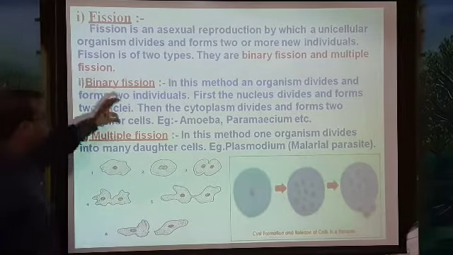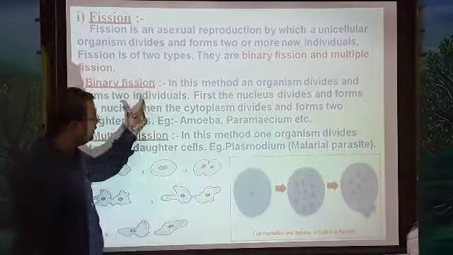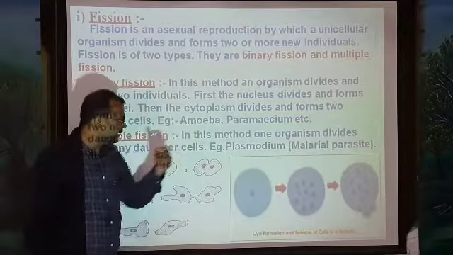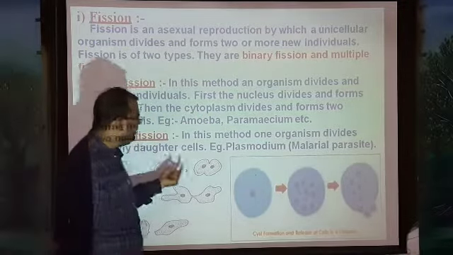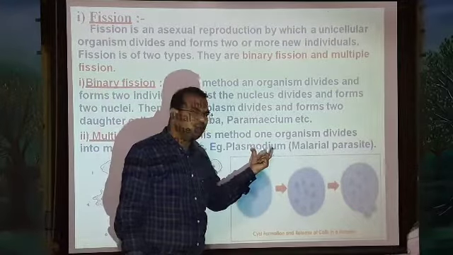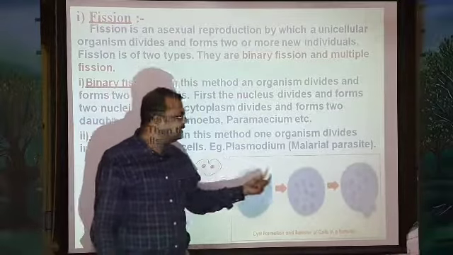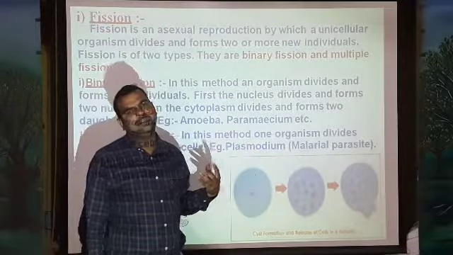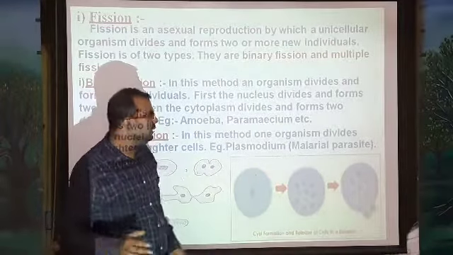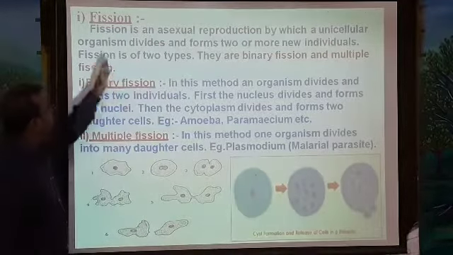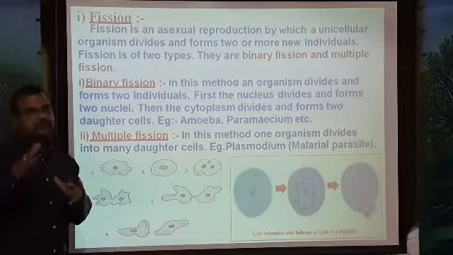Examples for binary fission are amoeba and paramecium. Whereas the example for multiple fission is plasmodium. Plasmodium, you might already have heard this name. Plasmodium is an organism which is responsible for causing malaria. So this is about fission, the first mode of asexual reproduction.